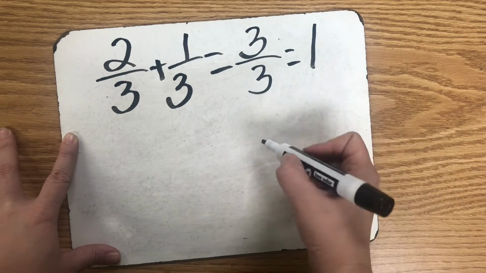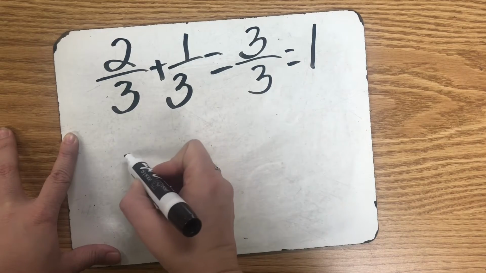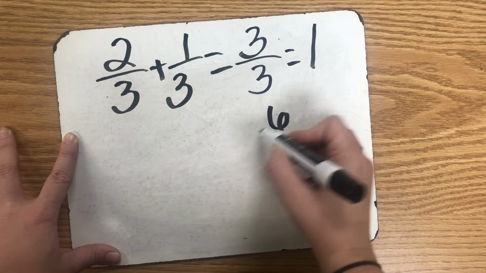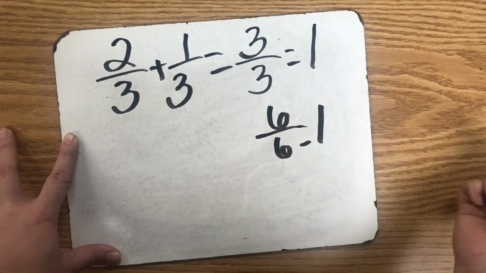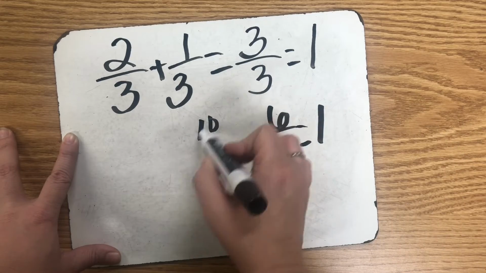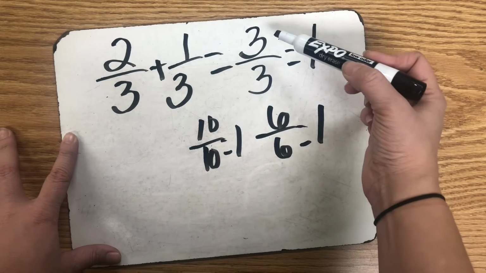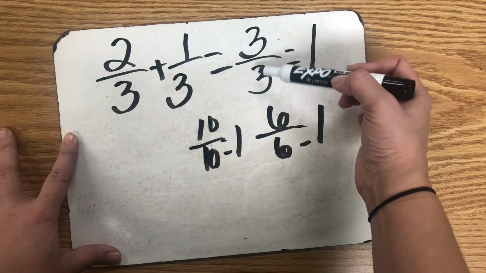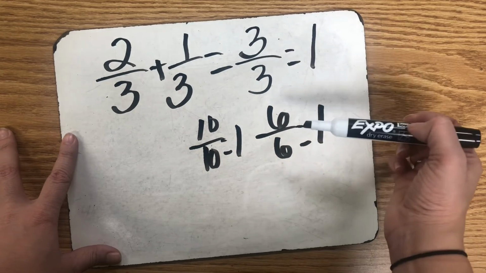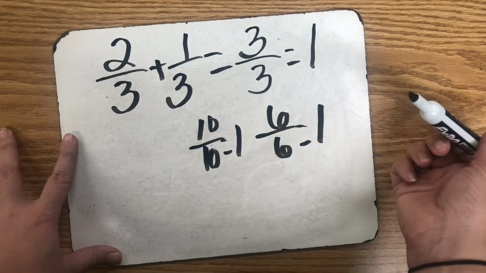So for example, if I had 6 over 6, that equals a whole. 10 over 10, that equals a whole. So the same number as the numerator and the denominator, those all equal 1 or a whole.